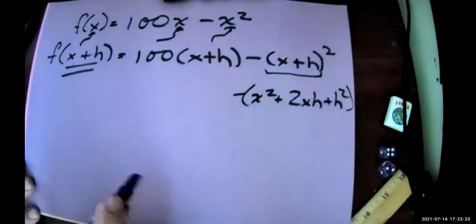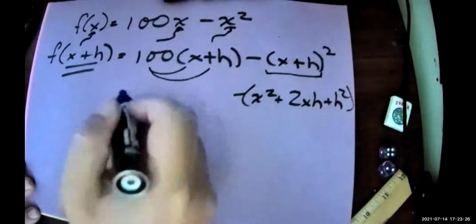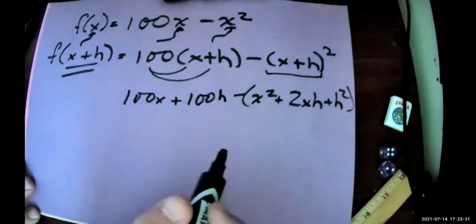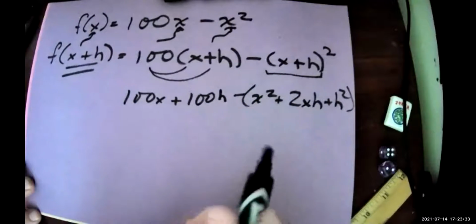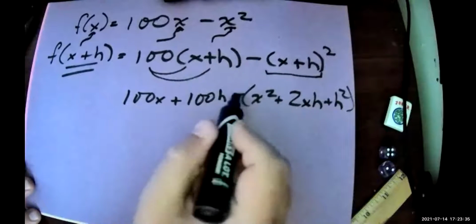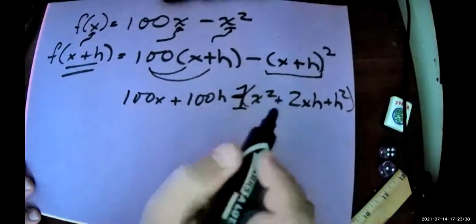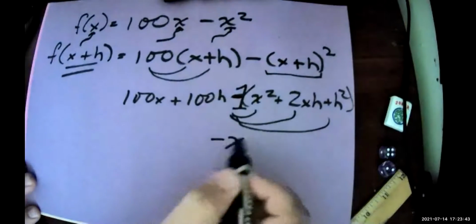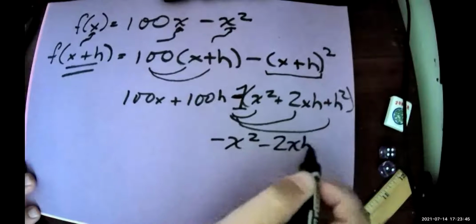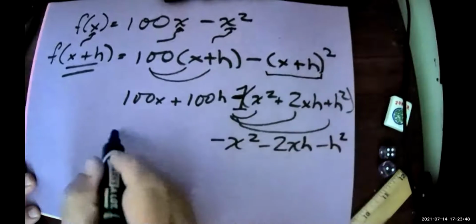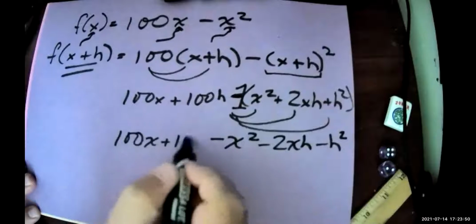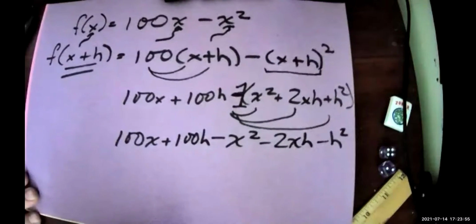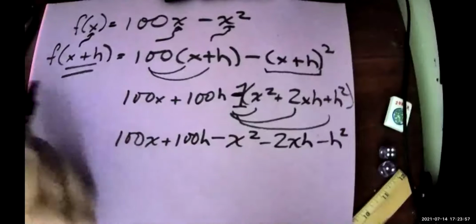And then also over here, I can use my distributive property. It would be 100x plus 100h. And now one more time, I'm going to go ahead and do negative. This is a negative here. This is a negative. So maybe I'll make sure I put a 1 in there. It's -1. So I'll do -1 times each of these things. It'll be negative x squared, negative 2xh, negative h squared. All right. So at this point, I have the quantity f of x plus h.